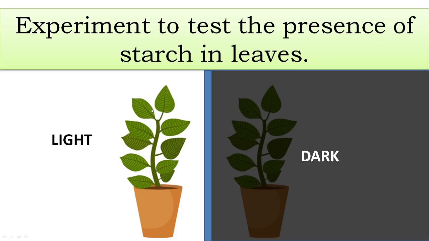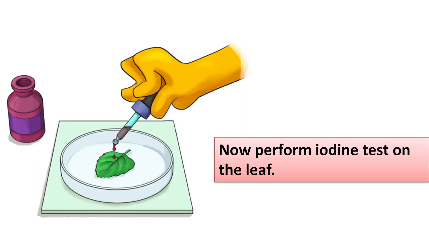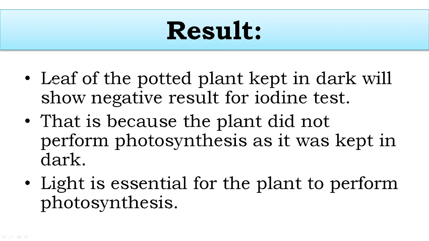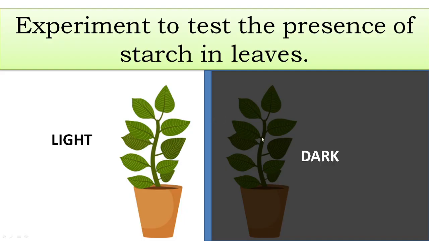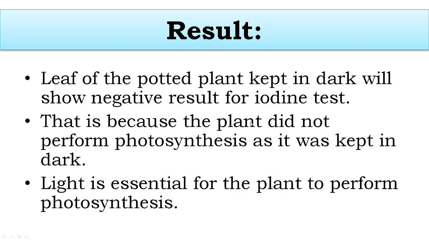Right, will the leaf which was plucked from the plant which was kept in the light show a positive iodine test, or the leaf from the plant which was kept in the dark? What you will observe, the result will be, the leaf of the potted plant which was kept in the dark will show a negative result for the iodine test. It will be negative.